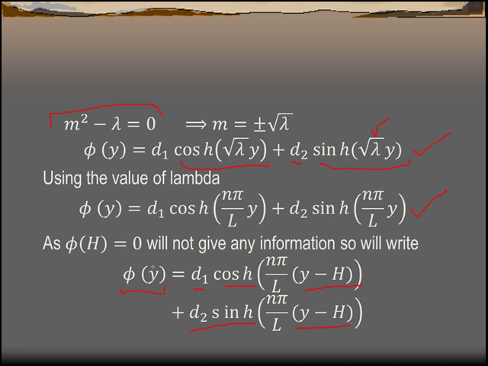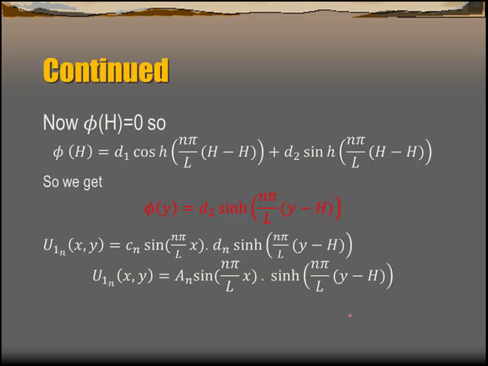Now we can apply this condition over this equality. Okay, so on the application of this condition, we get pi at h is equal to d1 cos hyperbolic h minus h and d2 sin hyperbolic h minus h. Sin hyperbolic 0 is always 0. So we get cos hyperbolic 0 is equal to 1, so we get d1 is equal to 0. So if we fix d1 is equal to 0, our solution becomes pi at y is equal to d2 sin hyperbolic n pi over l into y minus h.